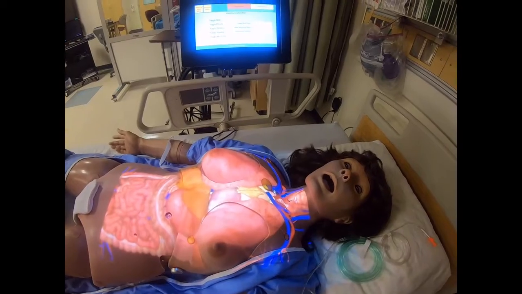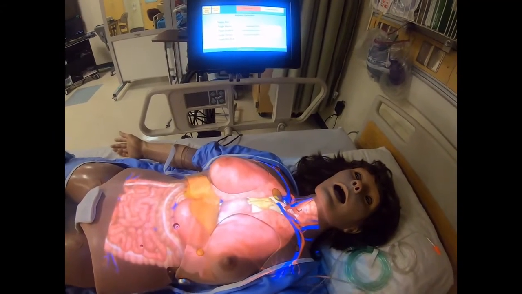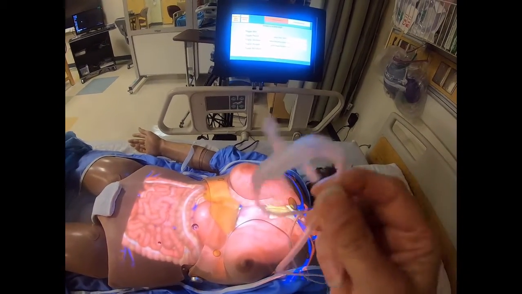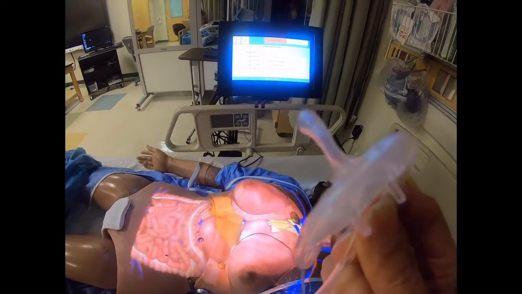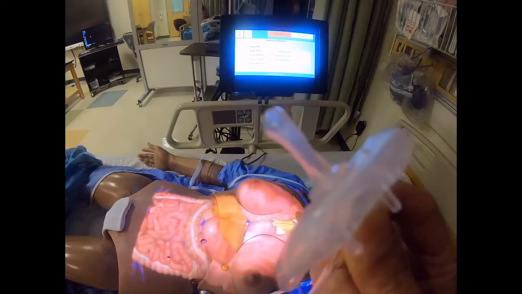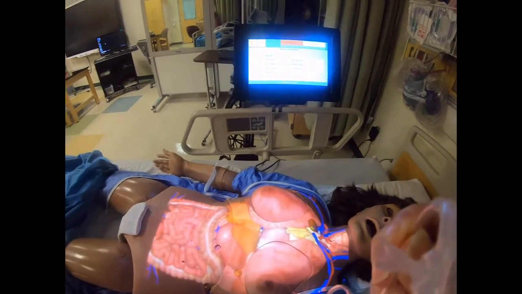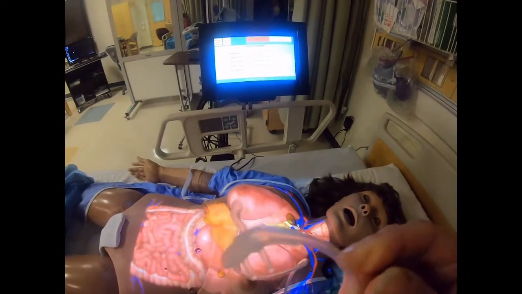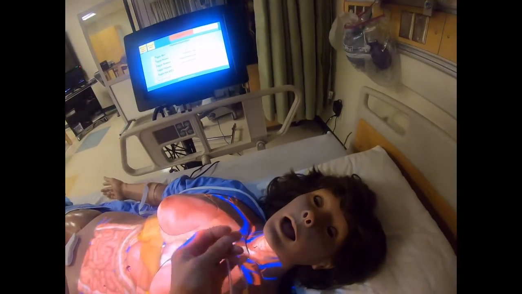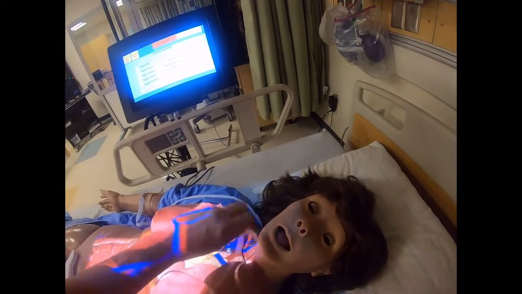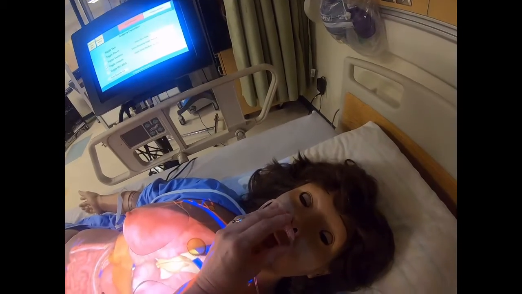So we're going to go ahead and use this device called capnography, or an end-tidal CO2 detector. And we're going to put this in our patient's nose. This one also allows us to administer oxygen if the patient would need it.